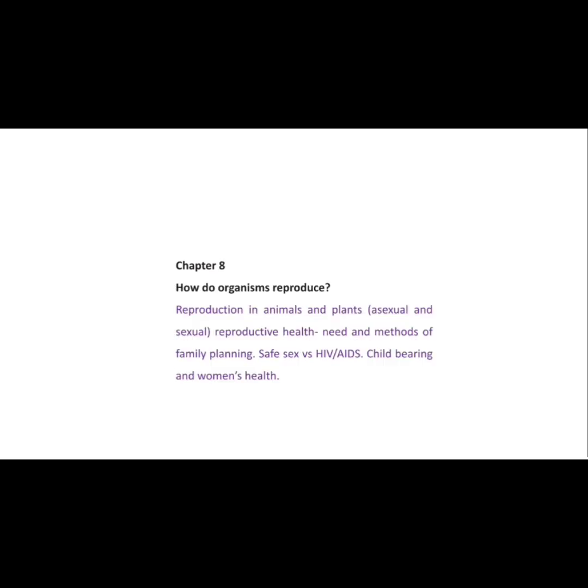Then the next is chapter 8, how do organisms reproduce. In this lesson also there is no change at all. So you have to cover all the topics in this lesson: reproduction in animals and plants, which includes asexual and sexual reproduction, reproductive health, need and methods of family planning, safe sex versus HIV or AIDS, childbearing and women's health. So no topic is removed in this chapter 8, how do organisms reproduce.